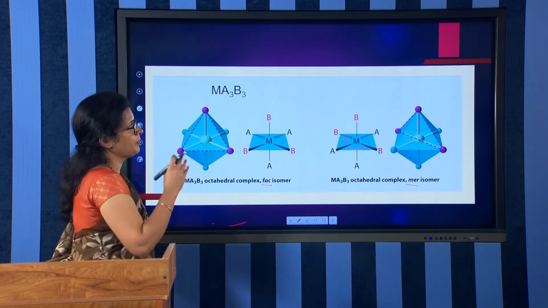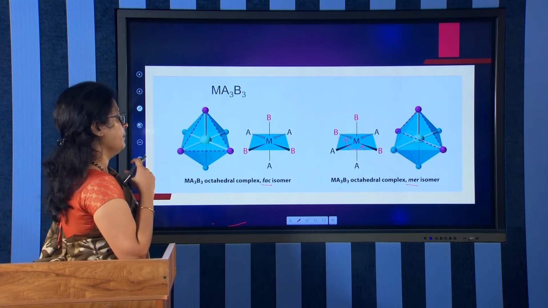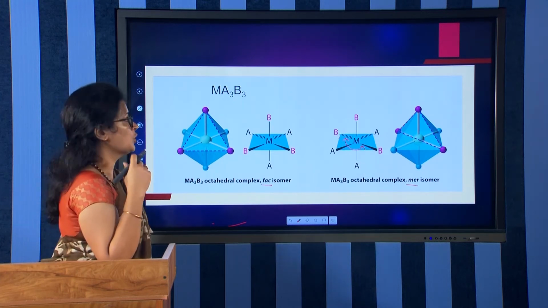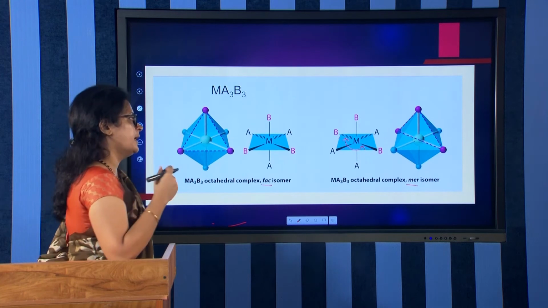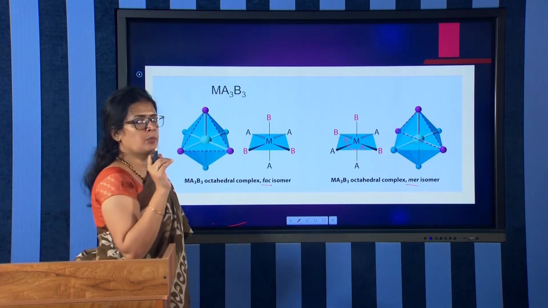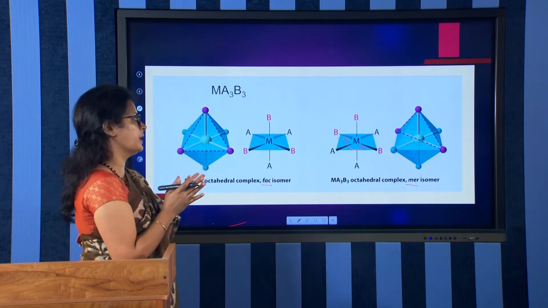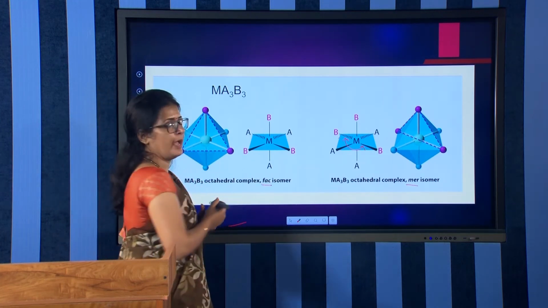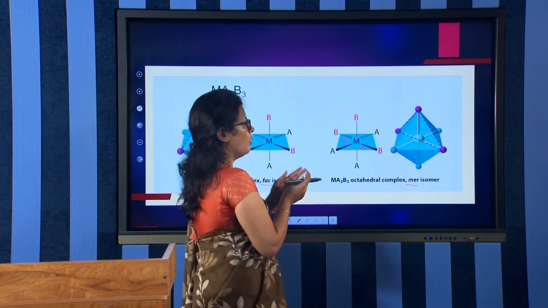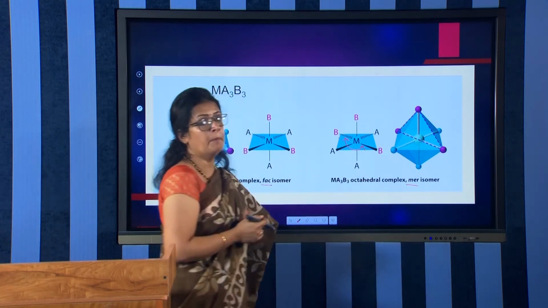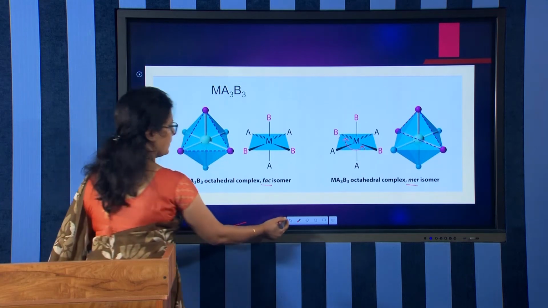Again I repeat, in MA3B3 type, I can call them FAC and MER isomers according to the positioning of these ligands. If all the ligands are in the cis position with respect to each other, I will call it a FAC isomer. If one of them is in a trans position, I will call it a MER isomer. Hope it is clear.